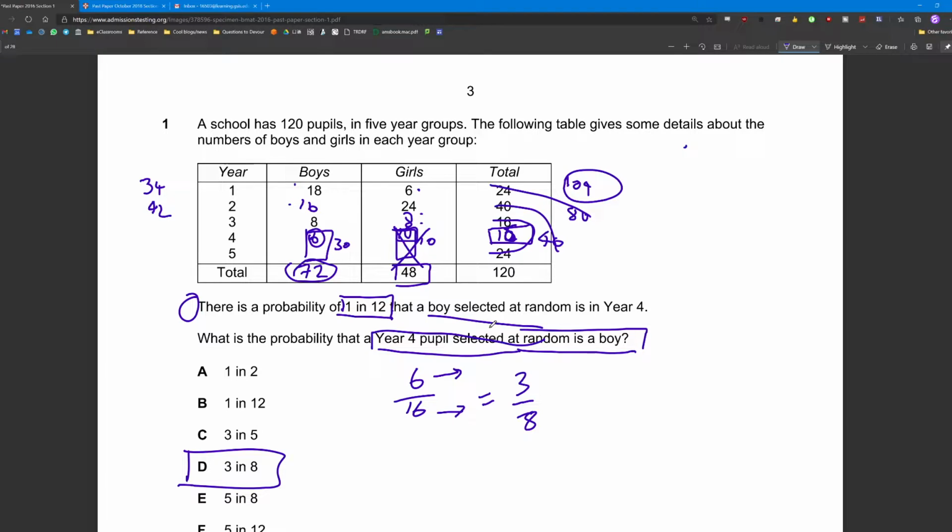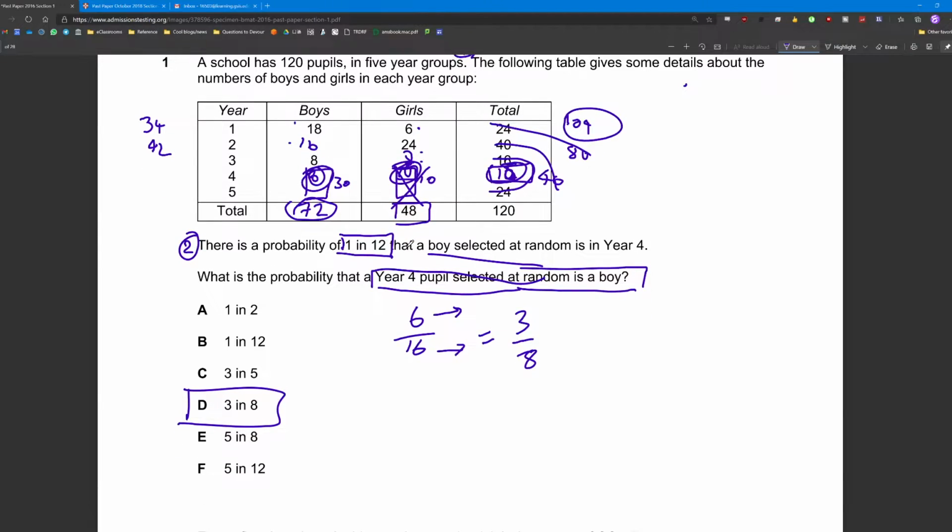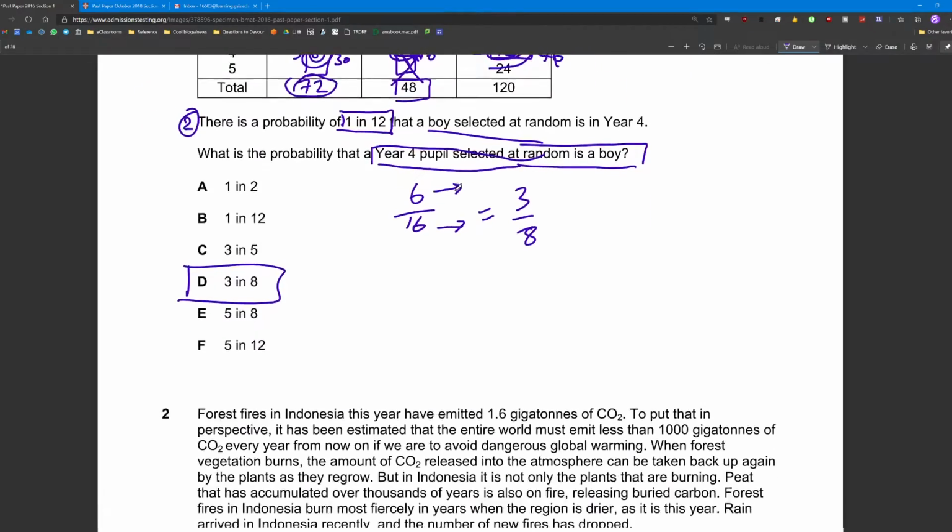You just need to know what direction to take, and that was confronting each fact one at a time. So 120 pupils, that's the first fact. 1 in 12 boys are in year 4, that's the second fact, and then you are trying to find this thing. So anyway, our question mark would have been, what's this? You don't need to calculate this. You just need this value and this value, here and here. Anyway, let's move on.